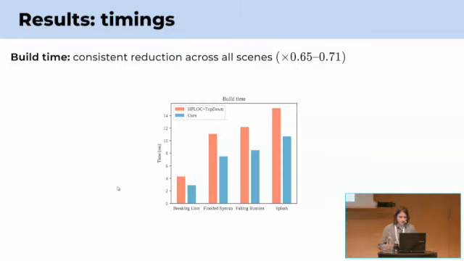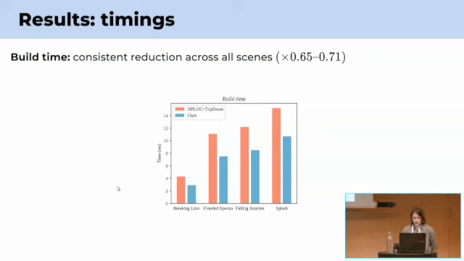Okay, so the main point of our method is to reduce the build time. And we do observe a consistent reduction in build time across all scenes. So this is the total build time, so counting the sorting steps and other miscellaneous steps. And we do observe a pretty consistent reduction in build time for all of the scenes, which is the main objective of our algorithm.